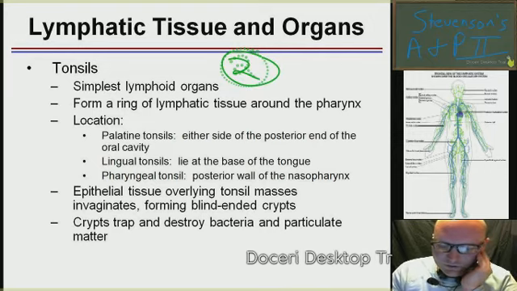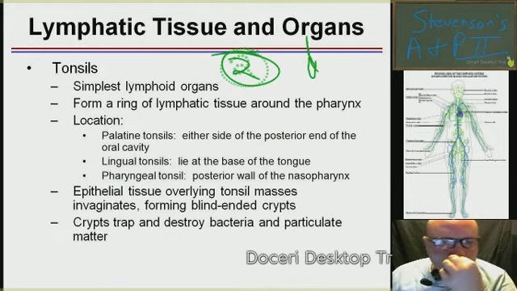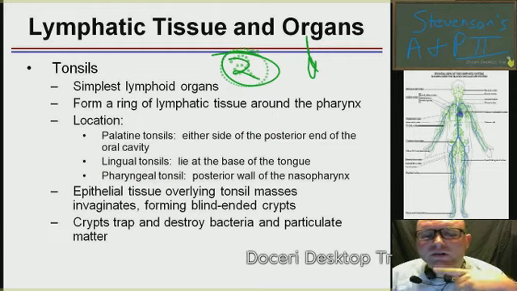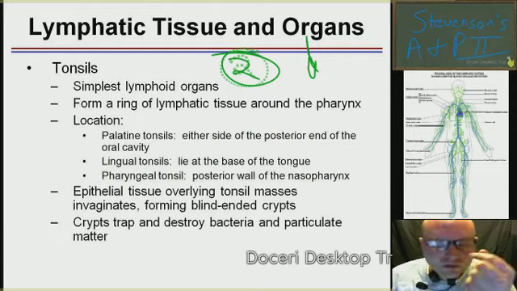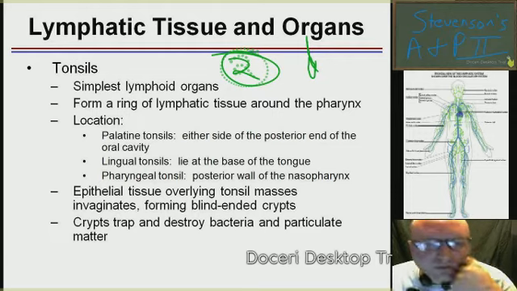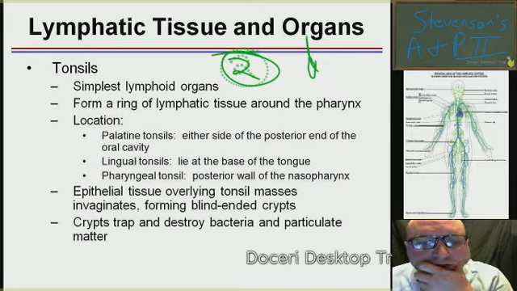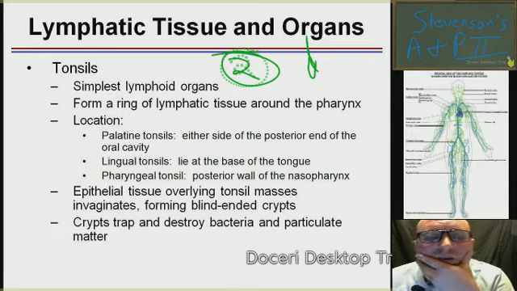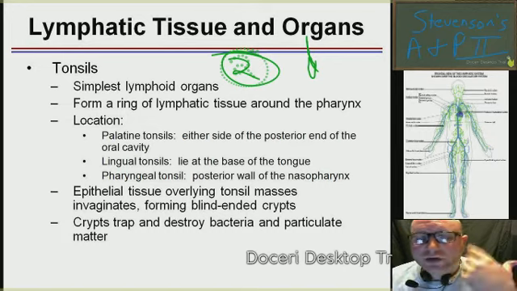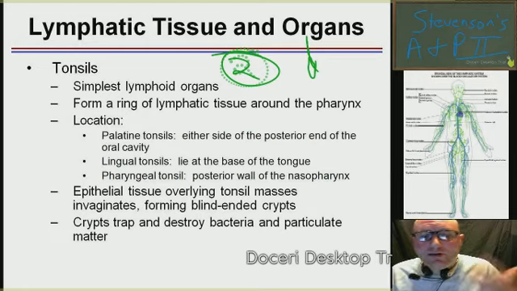Question 2. What is the tissue that hangs down in this type of shape in the back of your throat? What do you call that piece of tissue? It forms a ring of lymphatic tissue around the pharynx in the back of the throat. The location of the palatine tonsils is on either side of the posterior end of the oral cavity. What is the oral cavity? Your mouth, right?